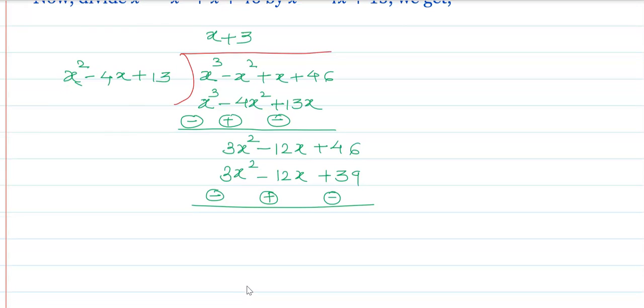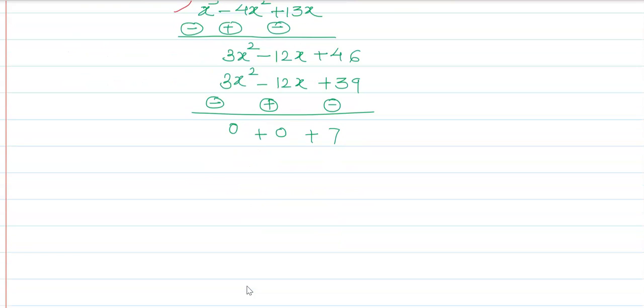And therefore plus 3x square minus 3x square get cancelled. 0. Plus 12x minus 12x also get cancelled. 46 minus 39, you will get plus 7. Okay. Therefore what is the quotient? Quotient is x plus 3 and divisor is x square minus 4x plus 13.